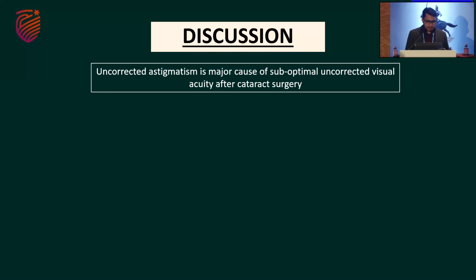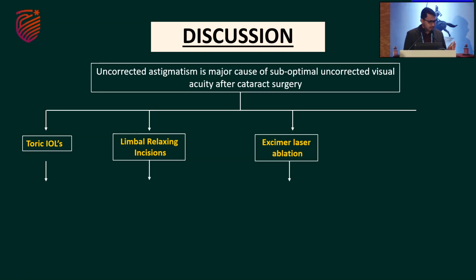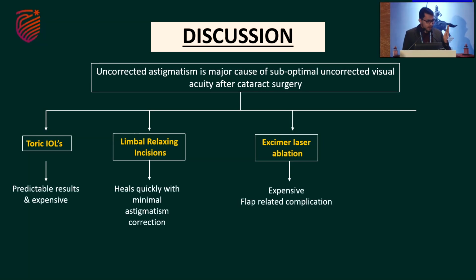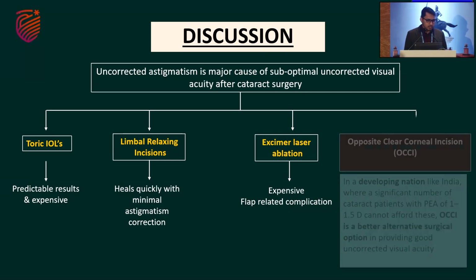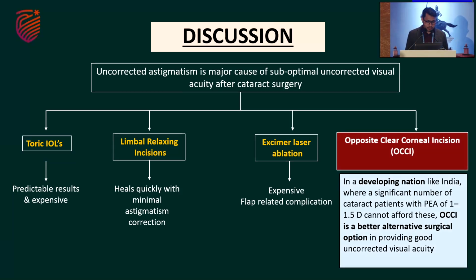Uncorrected astigmatism is a very major cause for suboptimal uncorrected visual acuity after cataract surgery. We know that we have a lot of options to correct it, like toric IOLs, which give very good results but are very expensive. We have limbal relaxing incisions, which again heal very quickly with minimal astigmatism correction. And excimer laser ablation too, which is pretty expensive, again with flap related complications. So here we emphasize opposite clear corneal incision, especially in a developing nation like India, where it is a better alternative in providing good visual acuity in patients who cannot afford all the other options.